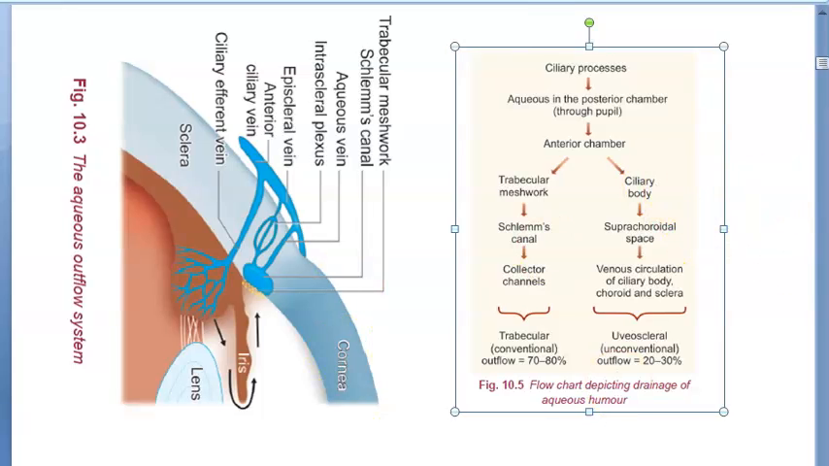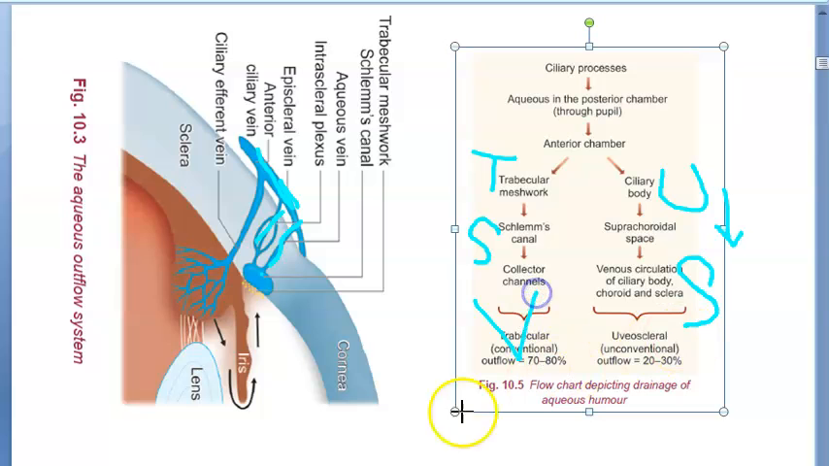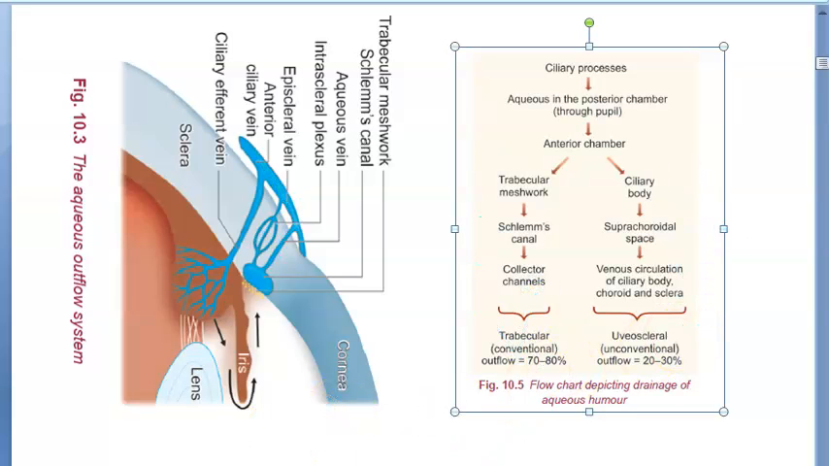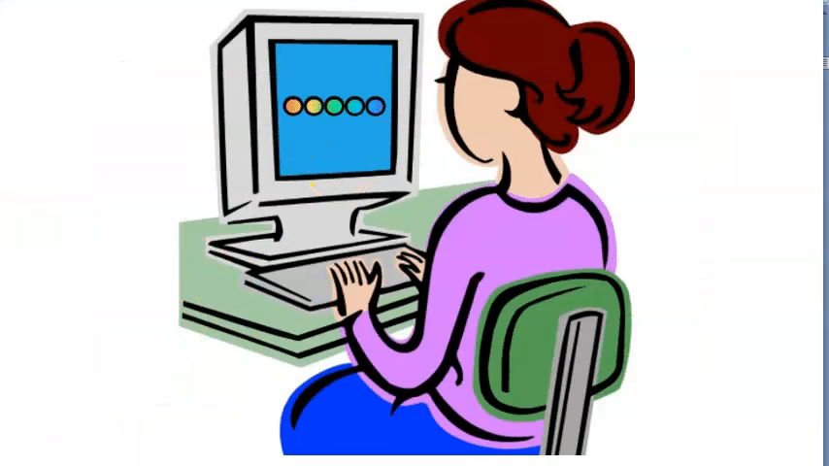So it is going to the uvea, right? That is the ciliary body. That's why it's called uveo. And then it will go to the venous circulation of the ciliary body, choroid and sclera. So sclera. So it is going to uveoscleral circulation. This one is trabecular meshwork, Schlemm's canal. From Schlemm's canal, where is it going? It is going to the veins only, right? Episcleral vein. So finally, it's going to the venous circulation itself. What do you say, guys? The main drainage is via the trabecular meshwork.